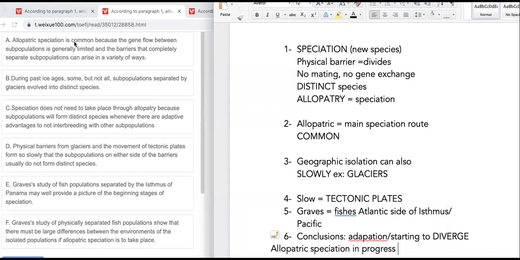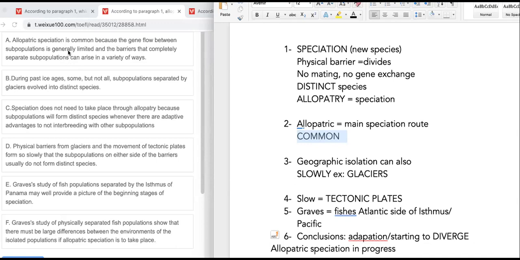Allopatric speciation is common. Ooh, that was correct, right? Common, because the gene flow between subpopulations is generally limited and the barriers that completely separate subpopulations can arise in a variety of ways. So I like this because it says common, and that was mentioned. I've got that in my notes.